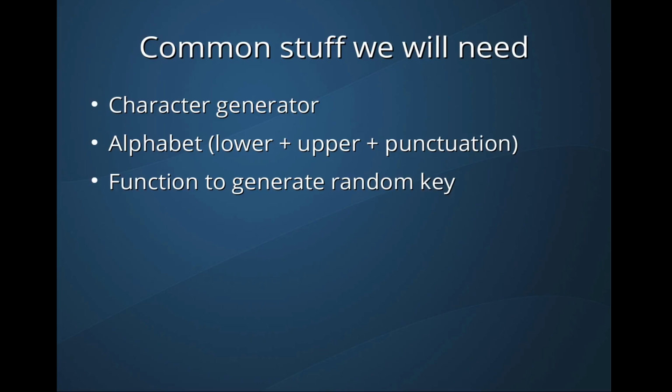And for all of this stuff, we're going to have some very common code. We're going to need a character generator, which honestly I had to get off Stack Overflow because it's not so simple as it might sound. We're going to need our alphabet, which will include lowercase, uppercase letters, as well as all the punctuation. And we're going to need a function to generate a random key. And then we're going to have three separate files for each of those three encryption methods. All right, let's head to the terminal and get started.